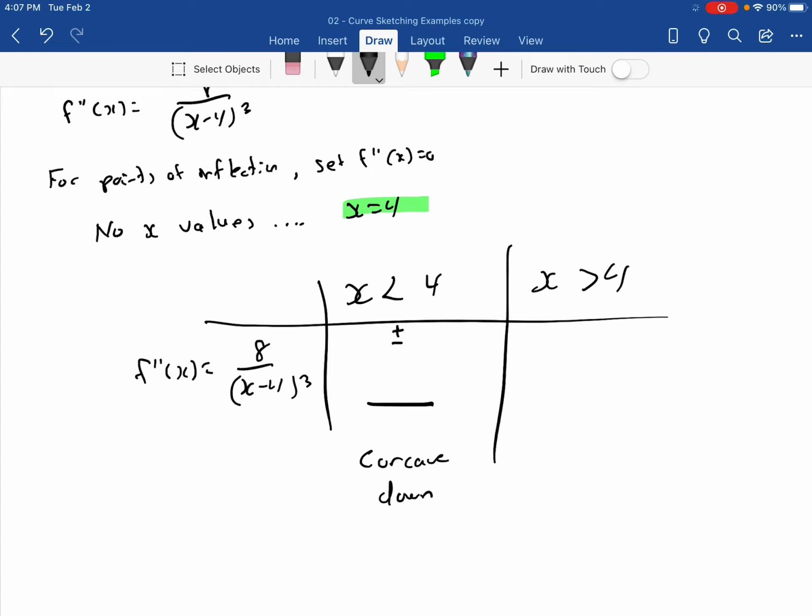So this is concave down. And for x greater than 4, I'm going to use something like a 10. And so I get 8, which is positive in the numerator. And then 10 minus 4 is 6 cubed, which is positive as well. So this is concave up.